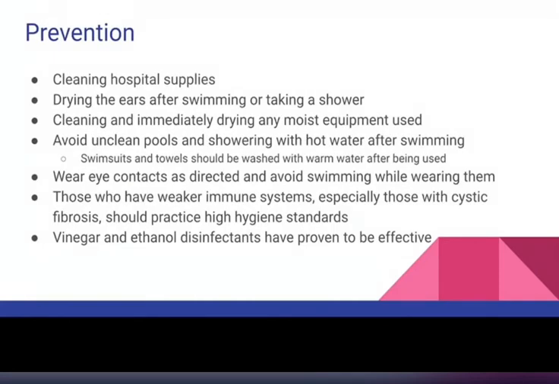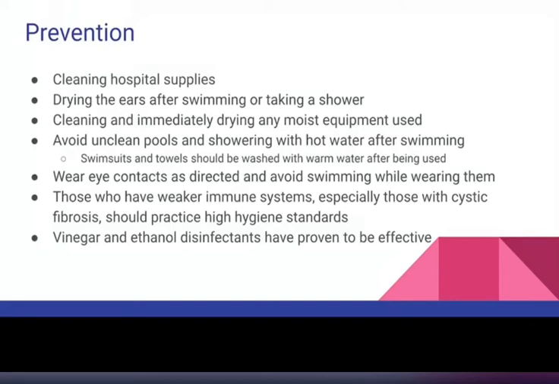Prevention is very important, and most ways to prevent Pseudomonas aeruginosa would really just be cleaning hospital supplies better, sanitizing more, and keeping higher hygiene. Drying the ears after swimming or taking a shower is also very important. Avoiding uncleaned pools and showering with hot water after swimming. Also, the swimsuits and towels or whatever used in the pool should be washed as best as possible.